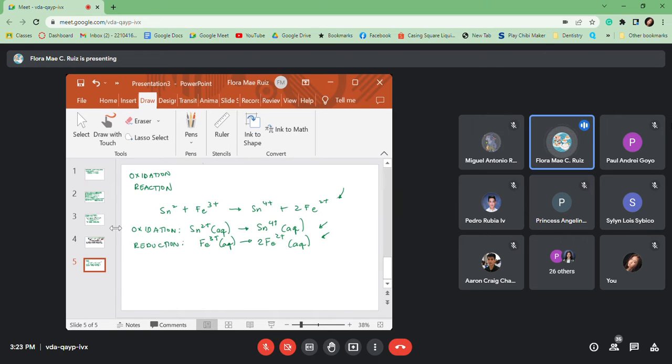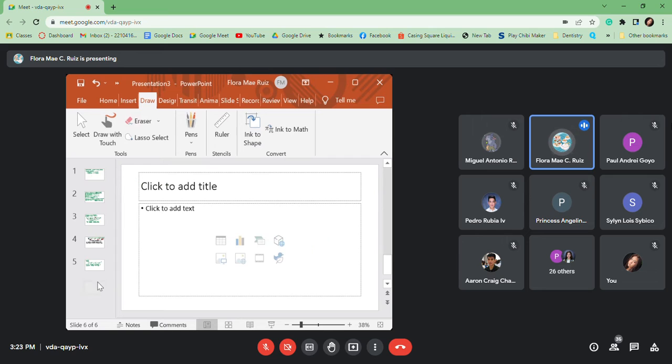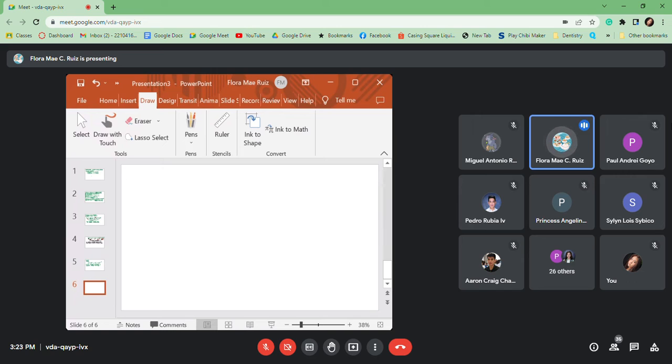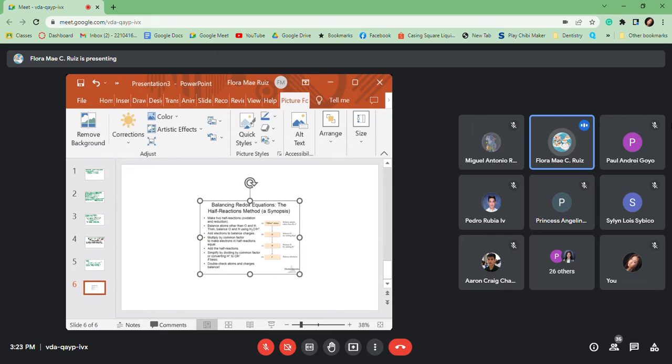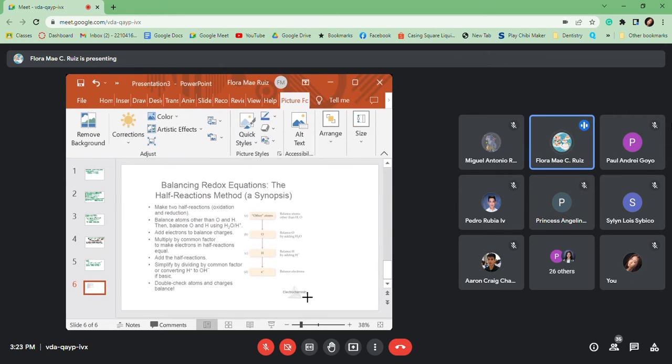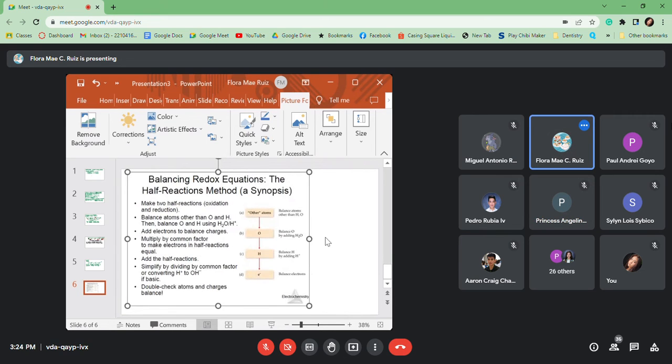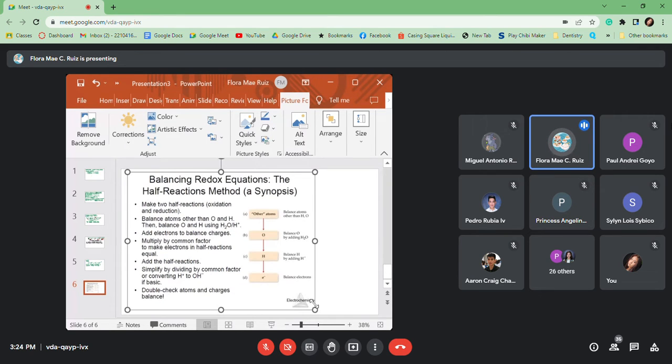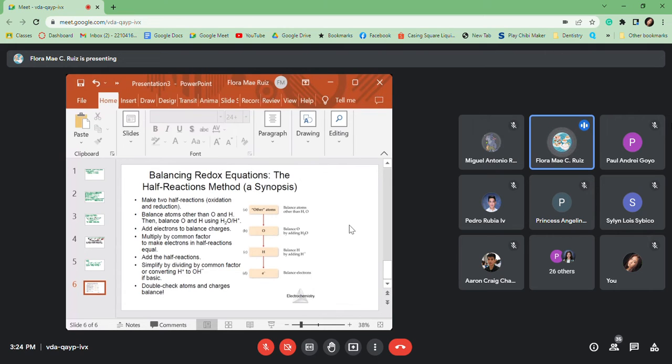Okay, so how do we balance redox equations? Okay, so this is from Pearson's. They listed already a summary of how you are to balance your redox equations. So this is the half reaction method in balancing. First, two half reactions are separated. So you separate the oxidation and reduction.